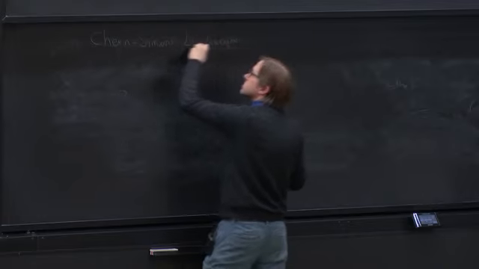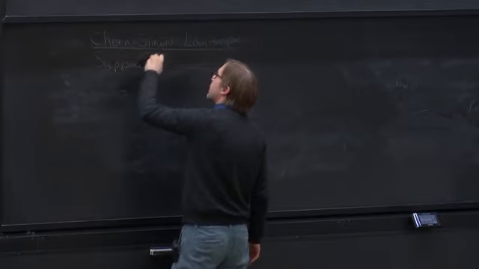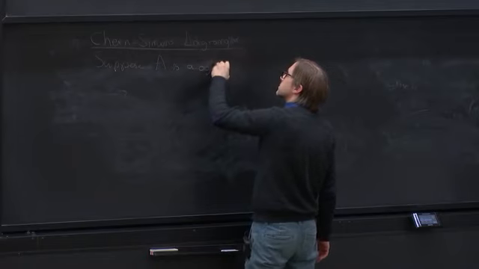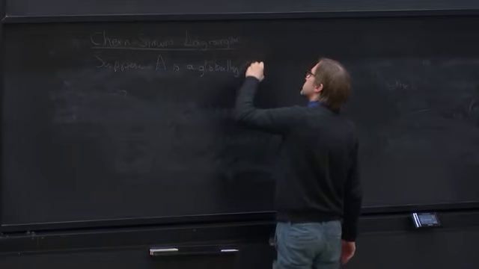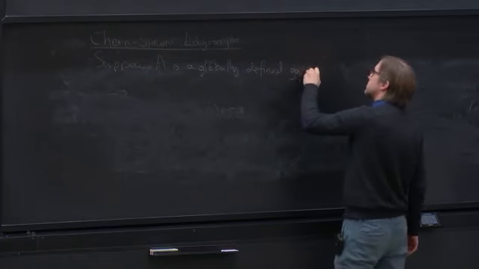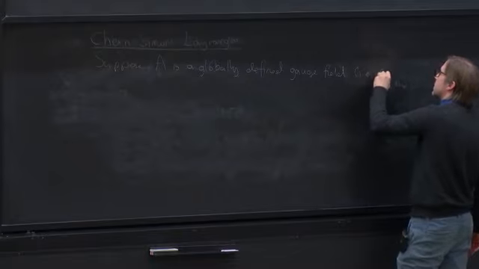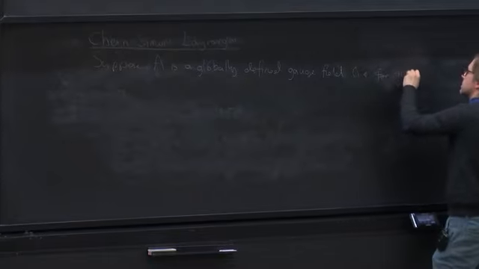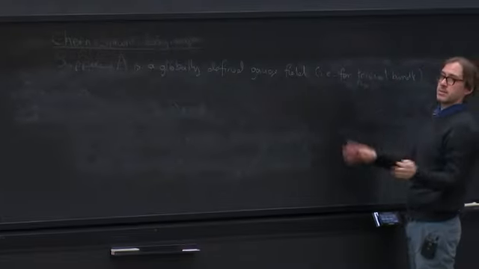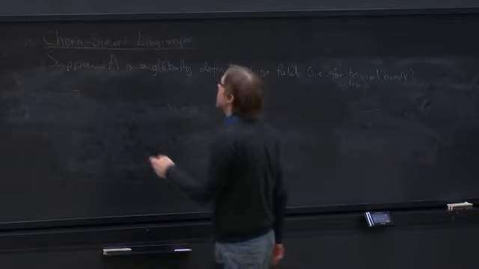So suppose that A is a globally defined gauge field. That is, for the trivial bundle, there's just one patch and there are no transition functions relating patches. There are no gauge transformations on the overlaps.